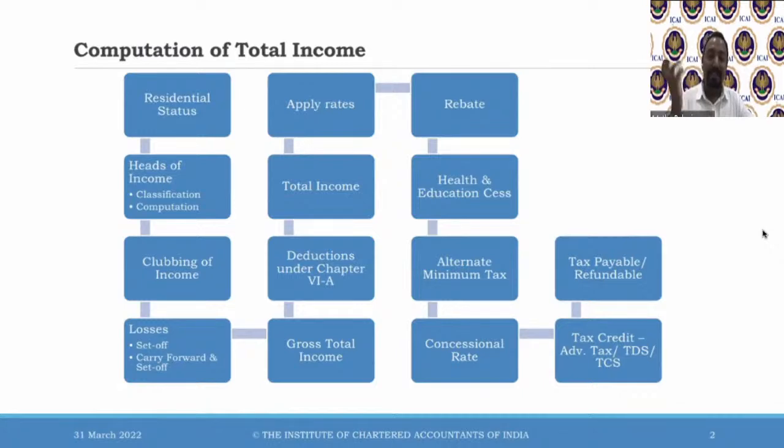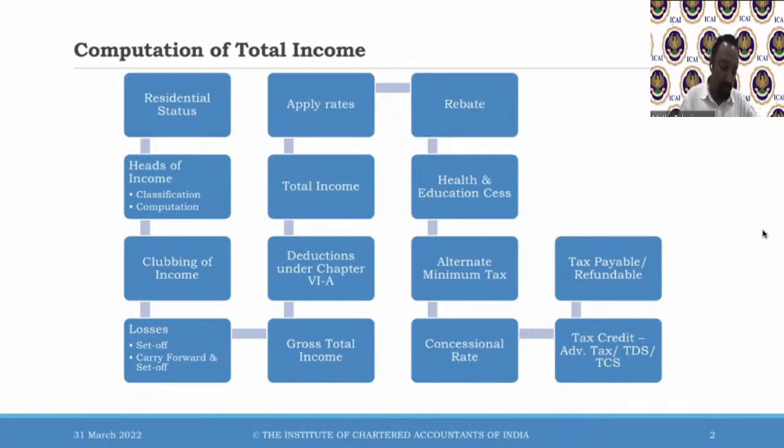Then, if there is any clubbing of income that you're responsible for, such as spouse's income or daughter-in-law's income or minor's income or any other person's income, that needs to be clubbed. On this income, you're going to provide for set off and carry forward of losses. On this, you're going to apply the tax rate, whatever is applicable. You're going to calculate the gross total income, so you identify the gross total income after setting off the current year losses and the carry forward losses. In this, you're going to provide deductions under Chapter VI-A.